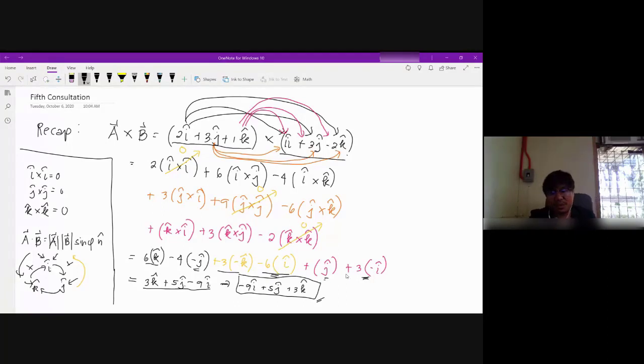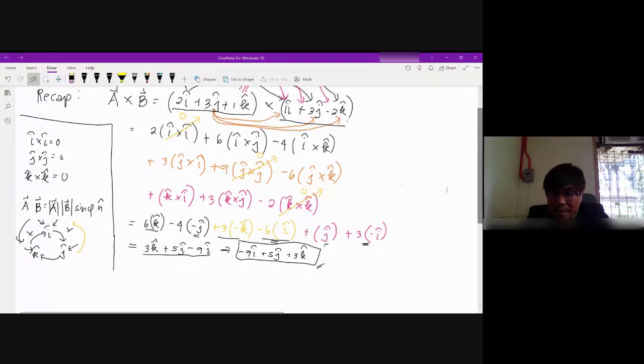So that's the final answer. So that's how you find the vector product of vectors using brute force. Next, what we will do now. Are there any questions regarding this?